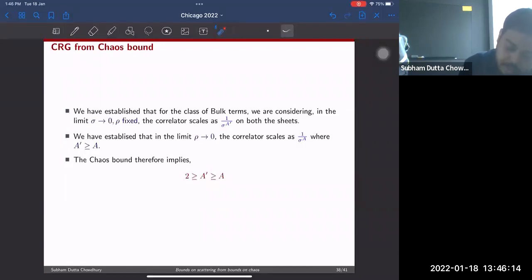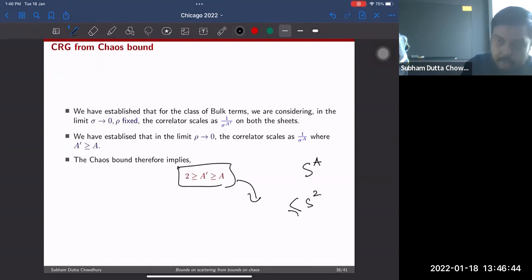Those are some details that I didn't have time to explain. The chaos bound implies that a prime must be less than 2, and therefore a must also be less than 2. And this sigma to the power a basically comes from a flat space S matrix which grows like S to the power a in the Regge limit. So this implies that a flat space S matrix must grow no faster than S squared. That is the main result. Of course, we have shown it for holographic CFTs and for a very particular type of interaction, just contact interactions.